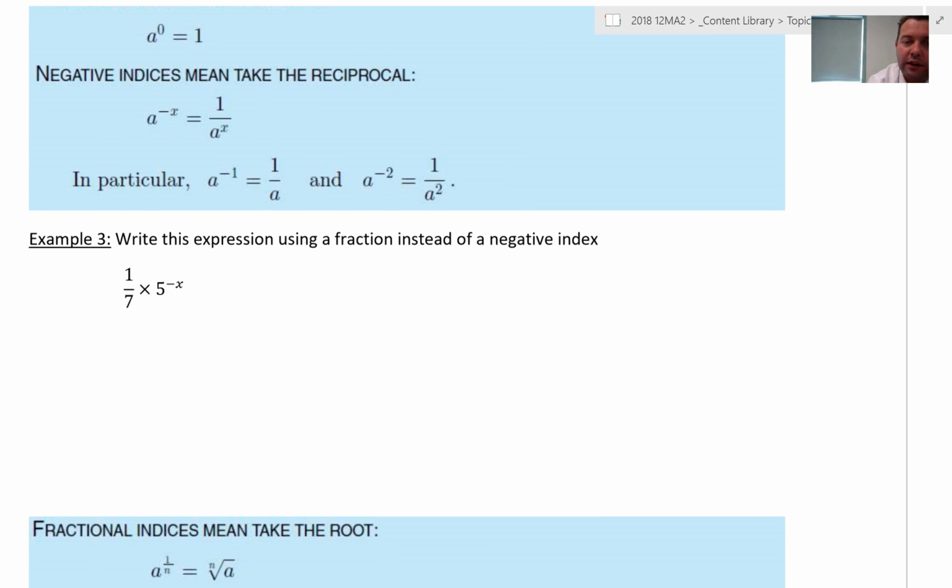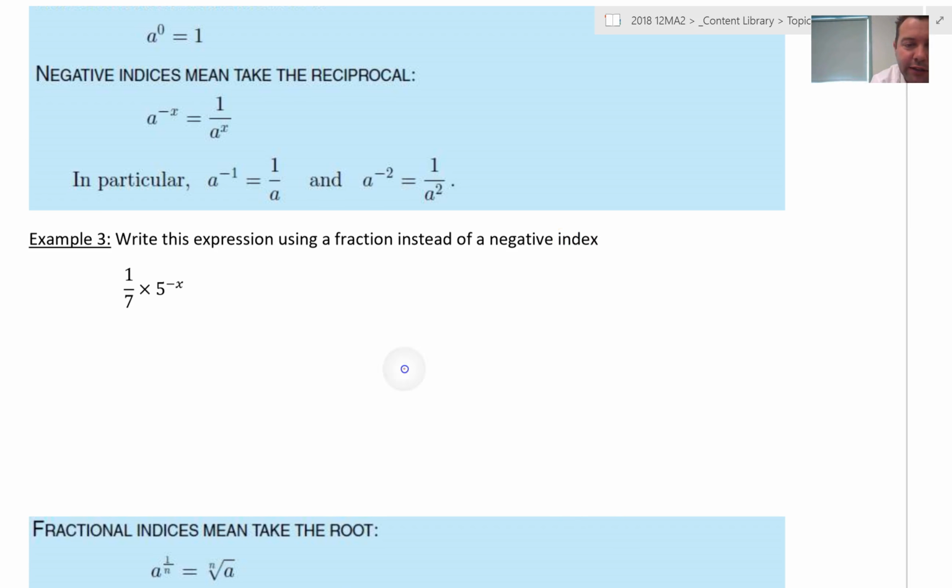Now let's have a look here. Which one is better or more correct? It depends on the question. I suppose if they give you a question in one form, they want you to use the other one. Probably. So what we want to do here is use a fraction instead of a negative index.